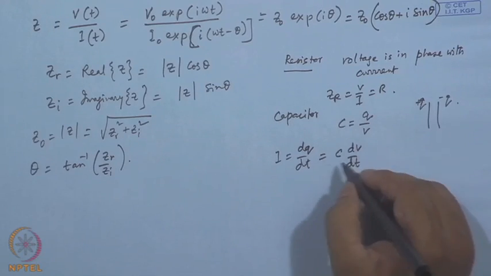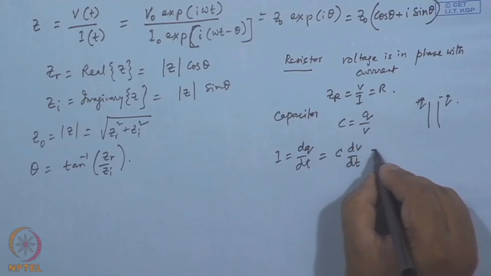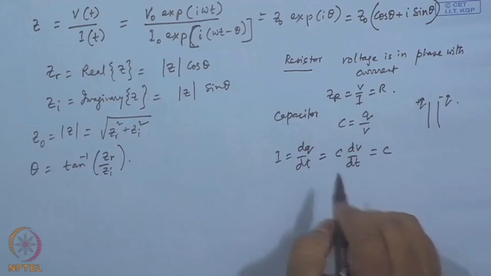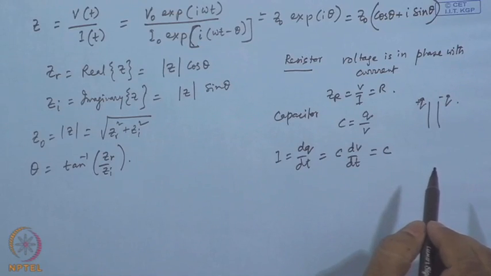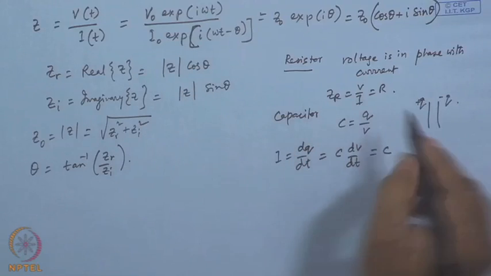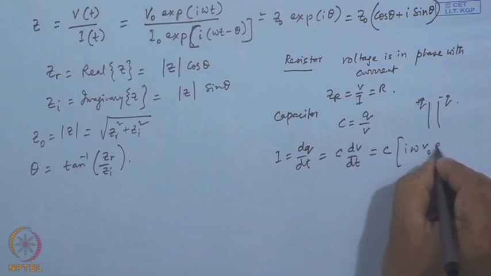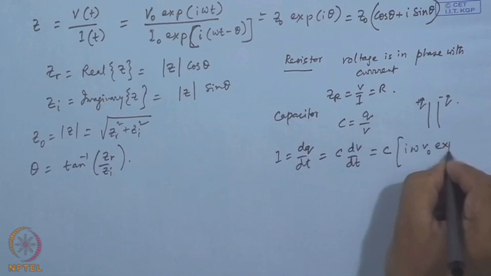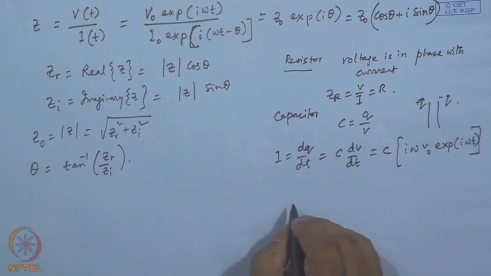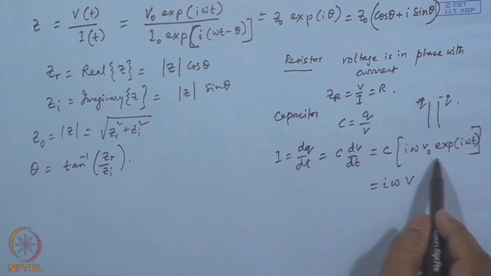Now, if you bring in this dV/dt, we have some expression for V. What is that? V naught exponential i omega t. So, if you bring that in, then dV/dt would be here, and this you can in turn write as V naught exponential i omega t, as V from this expression.